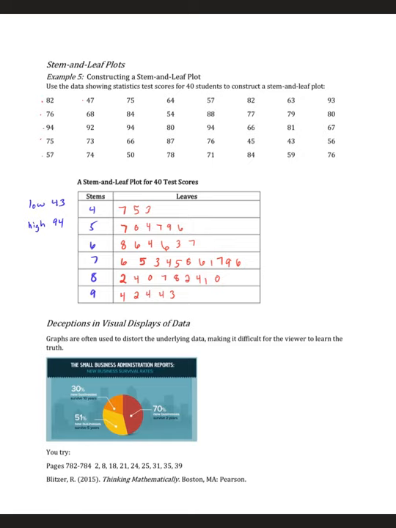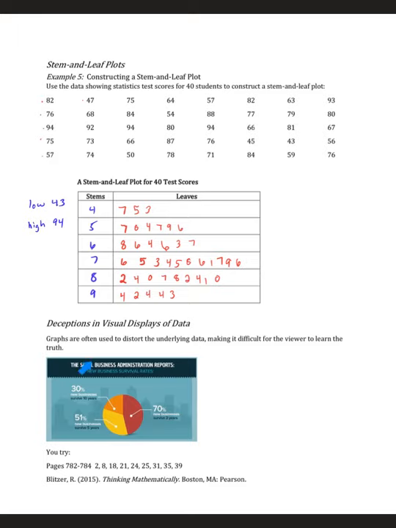Okay, the last little quick example we want to look at is deceptions in visual displays of data. And this is something that you might have noticed on the news, if you watch the news, that sometimes with the graphs they want to portray one idea, and they're trying to make it look accurate, but it's really inaccurate, which is giving us a false thought. Graphs are often used to distort the underlying data, making it difficult for the viewer to learn the truth. And they do this to not really trick the viewer, but to give off a different view, if you will.